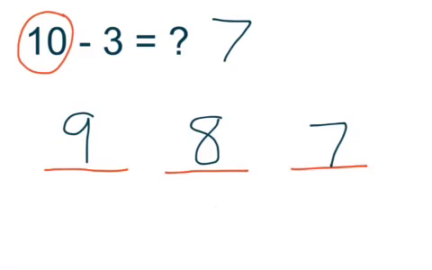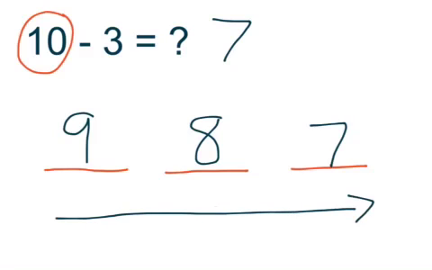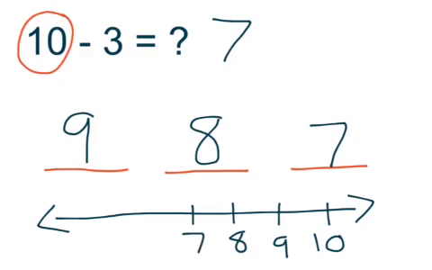You can also use a number line to help you do this. If you had a number line, you would start at 10 and count backwards 3 hops because we are subtracting 3. If you were to start at 10, you would count back 1, 2, 3 hops. 10 minus 3 equals 7. Let's look at another strategy.